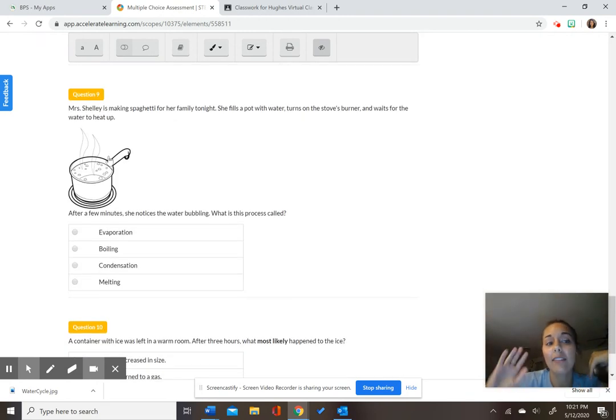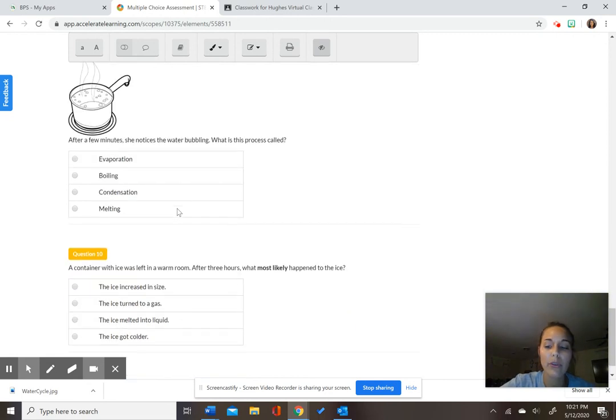Number 9, Miss Shelley is making her spaghetti. She fills a pot with water, turns up the stove, waits for the water to heat up. You guys probably do this all the time. After a few minutes, the water is bubbling. What is that called? We do it every day.